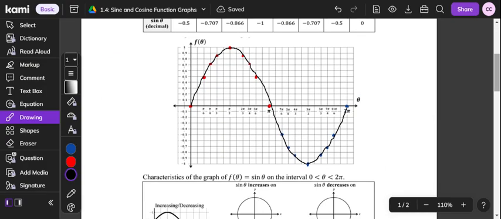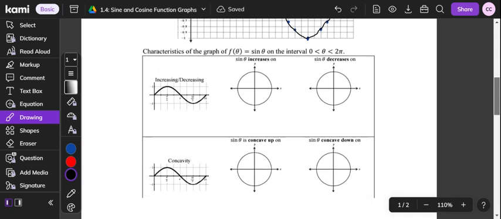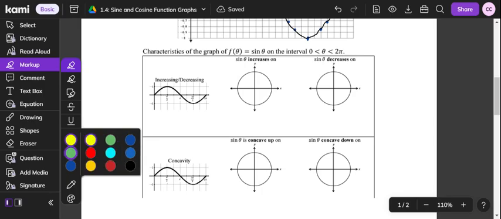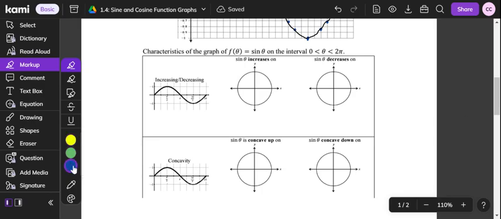All right. Now, some characteristics of the graph that I want you to pay careful attention to. First, we can talk about where it's increasing and decreasing. So I kind of just did that already, but I'm going to grab my highlighter and say, let's say green for increasing. Okay, it looks like starting at 0, I increase all the way up to pi over 2. So I am increasing on this interval right here.